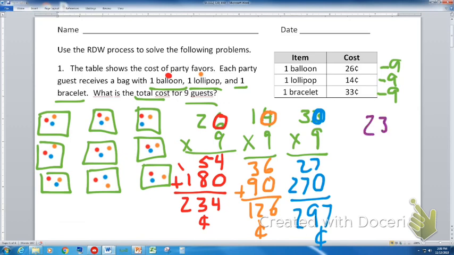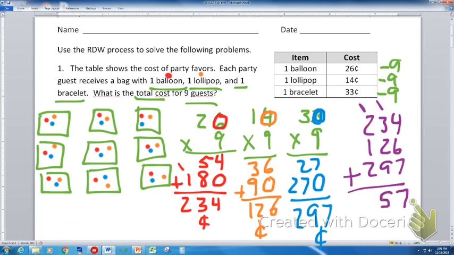So 234, 126, and 297. You add all those numbers together. So 4 plus 6 is 10, plus 7 is 17. 3 plus 2 is 5, plus 9 is 14, plus 1 is 15. 2 plus 1 is 3, plus 2 is 5, plus 1 is 6. 657 cents, or $6.57. Okay, so that's problem number 1. So we read the problem, we underlined, we drew a picture, and then we solved it.